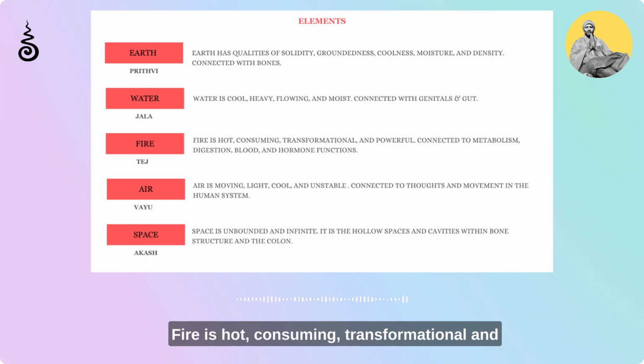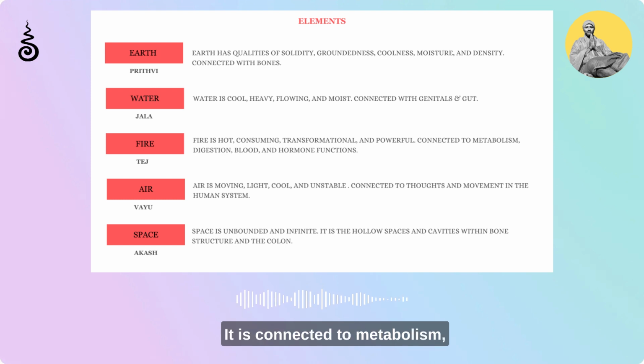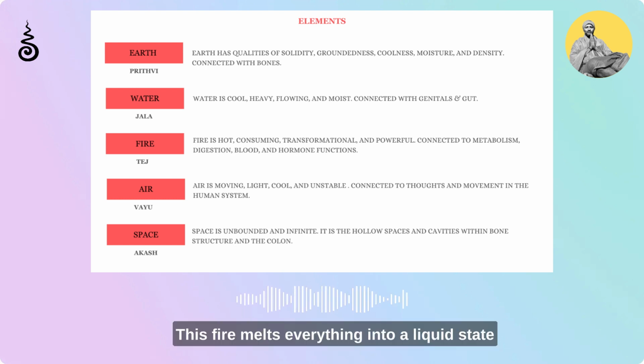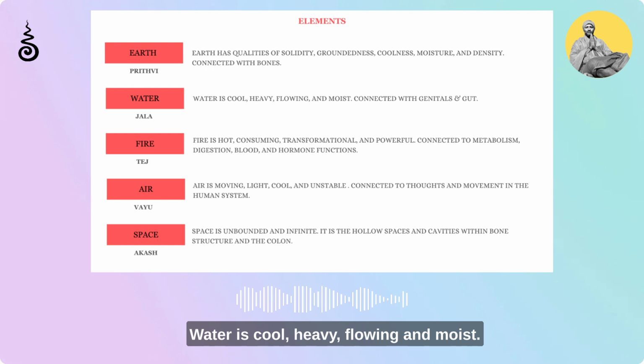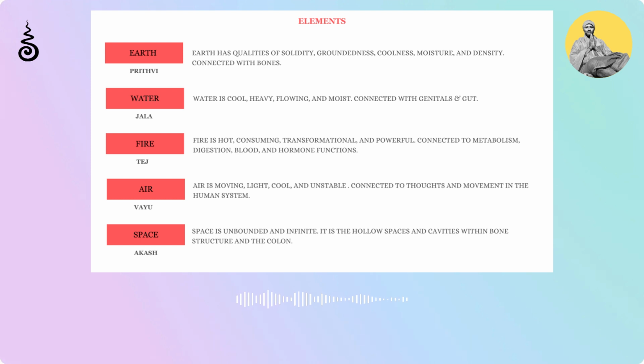Fire is hot, consuming, transformational, and powerful. In the human body, it is connected to metabolism, digestion, blood, and hormone functions. This fire melts everything into a liquid state, and this liquid state is the water element. Water is cool, heavy, flowing, and moist. Hence, it impacts the genitals and gut.